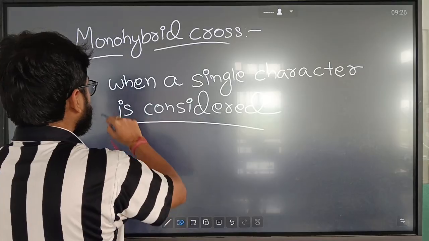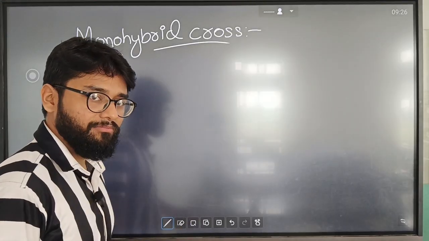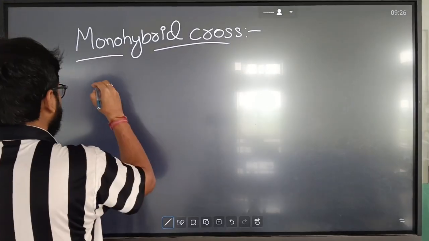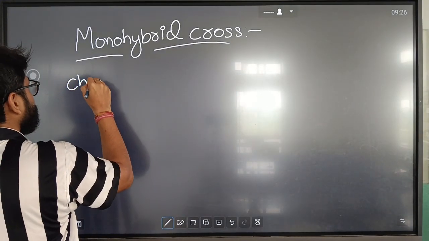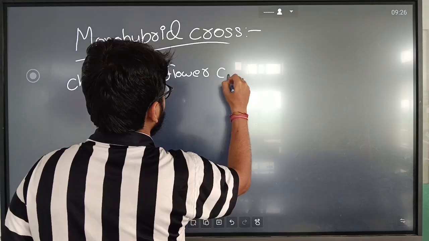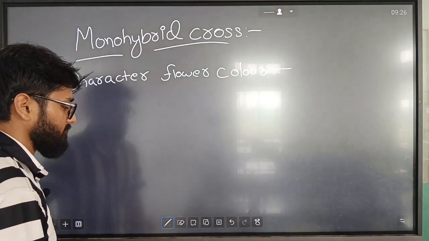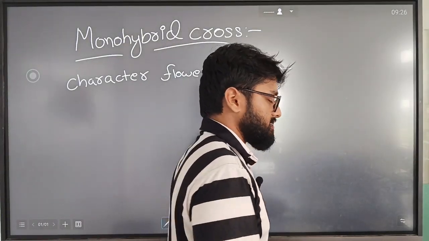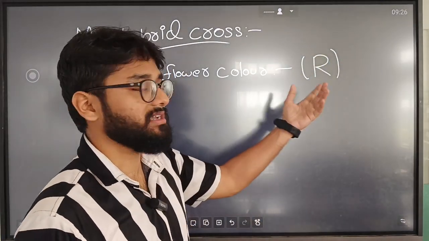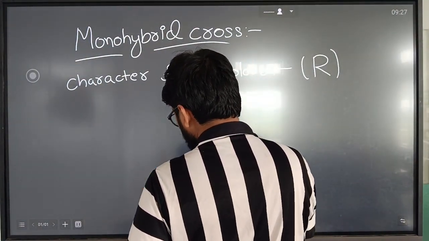So let's take an example to make you understand better. If we have all the examples from Mendel's experiment itself, why not utilize them? Let's suppose we take the flower color. We are taking the character flower color. In that sense, just in an arbitrary sense, let's say this flower color is controlled by R, R being the gene.